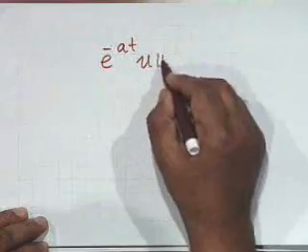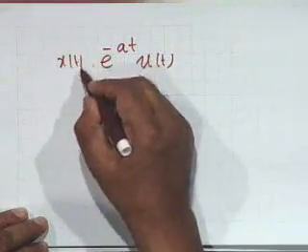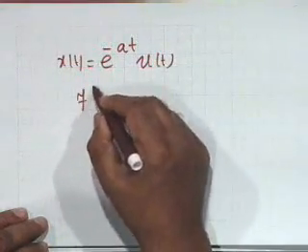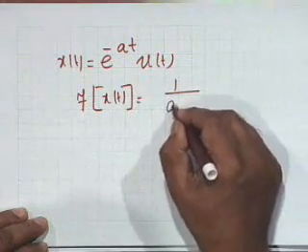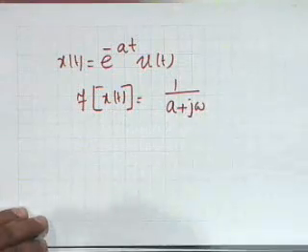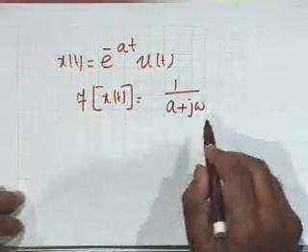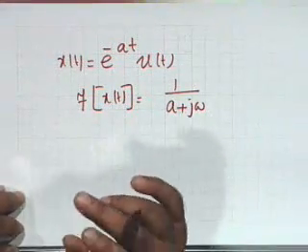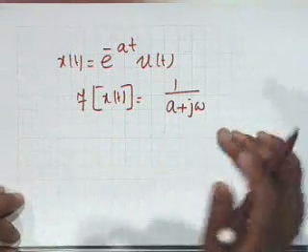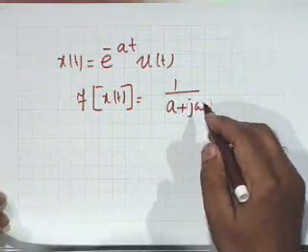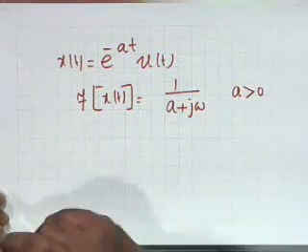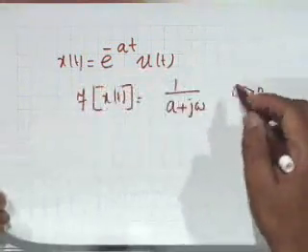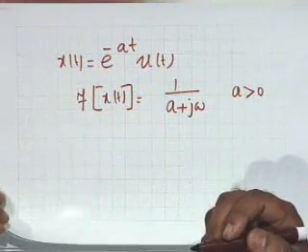Let us say e to the minus at u of t is my x of t. Then you know that the Fourier transform of x of t is simply 1 by a plus j omega. Now, what is the restriction on omega here? Is there any restriction on omega? No, there is no restriction, but there is a restriction on a. A must be greater than 0. First thing is it must be real. If it is not real, then real part of a should be greater than 0.